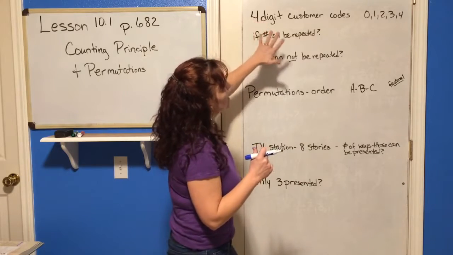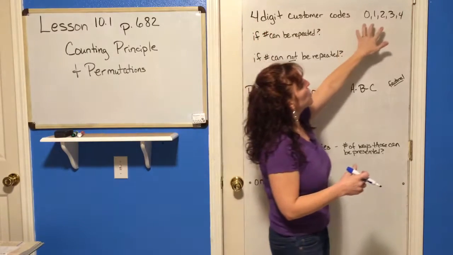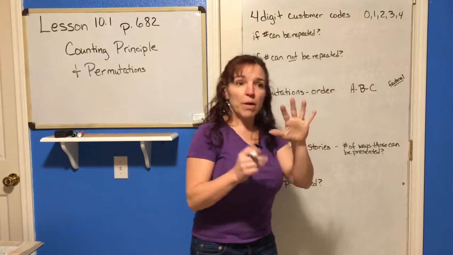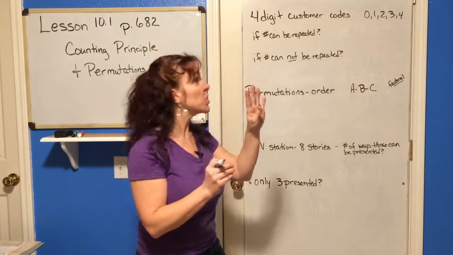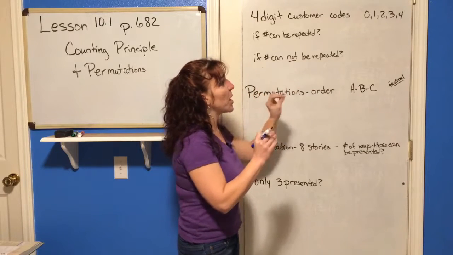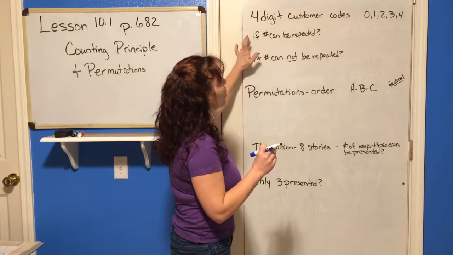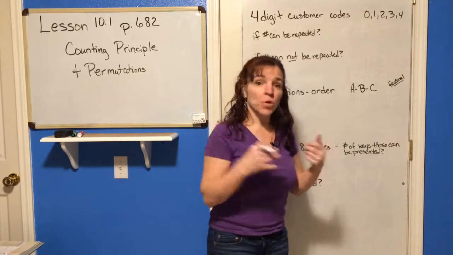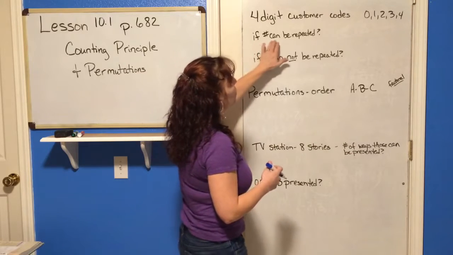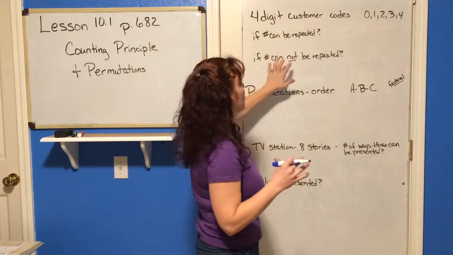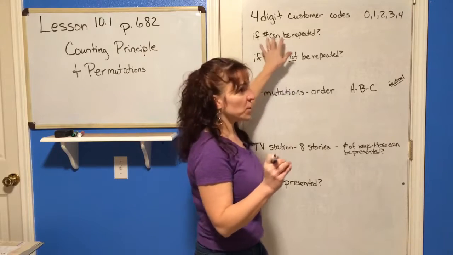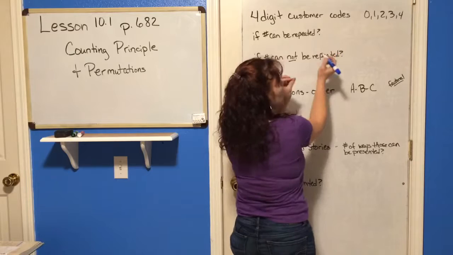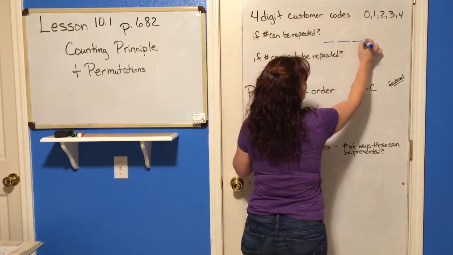Okay, now what happens though if you start, let's start with this. So I've got a 4-digit customer code, and we simply use these 5 digits, 0, 1, 2, 3, and 4. Those are the only digits we use, but we're going to put those in combinations of 4 different numbers to make up my codes. So I want to know, well, how many different possibilities, how many different codes do I have?